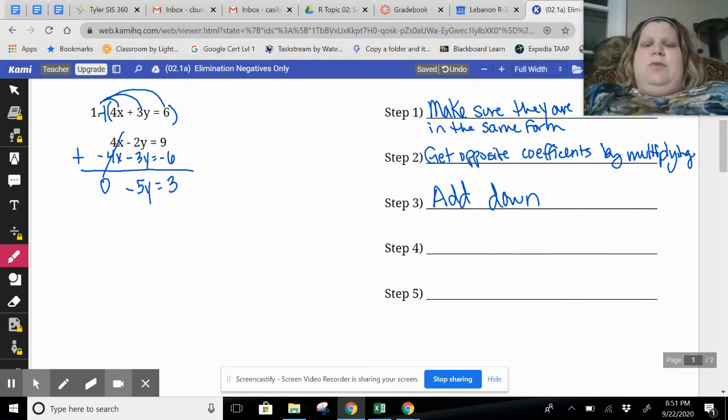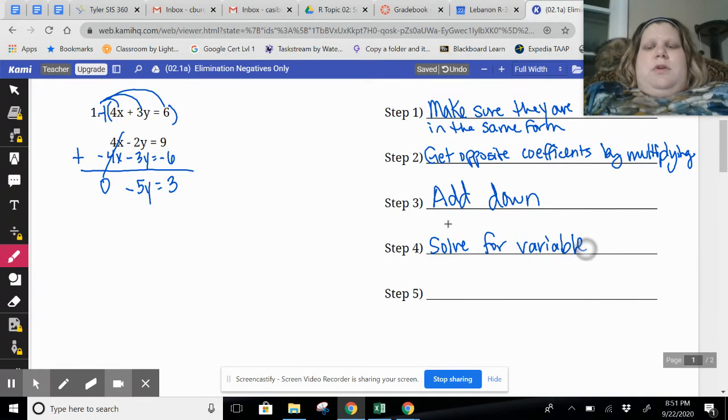Once I've added down, then I need to solve for my variable. Okay. Notice I have a y here. I have negative 5y. That's multiplication. So I need to divide by negative 5. So then I'd have y equals, this is a fraction, I'm just going to leave it as negative 3/5.